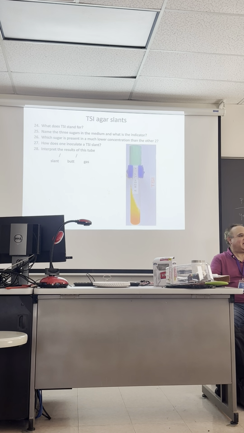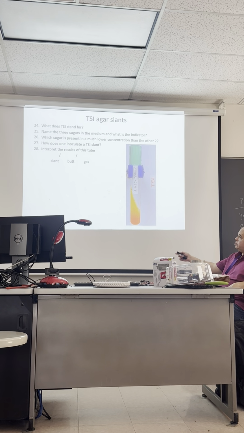So lactose and sucrose are there at 1%, not fructose, and glucose is there at 0.1%. And it's important because if glucose is being utilized, only the slant turns yellow. But if lactose or sucrose are being utilized, the whole thing turns yellow because they're there at a higher concentration. Okay? All right, so how does one inoculate any slant, but in this case TSI? SSSB. SSSB is all I need.